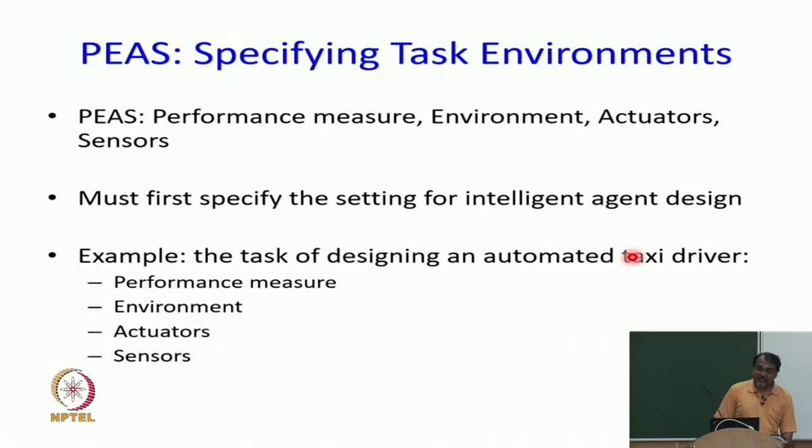Now, given a new setting, a new organism, a new agent, it is worth thinking about for an AI system what the performance measure is, what the environment is, what the actuators are and what the sensors are. This helps us in intelligent agent design. So, let us think about, for example, an automated taxi driver. For an automated taxi driver, what is the environment? The roads, the pedestrians, the trees.